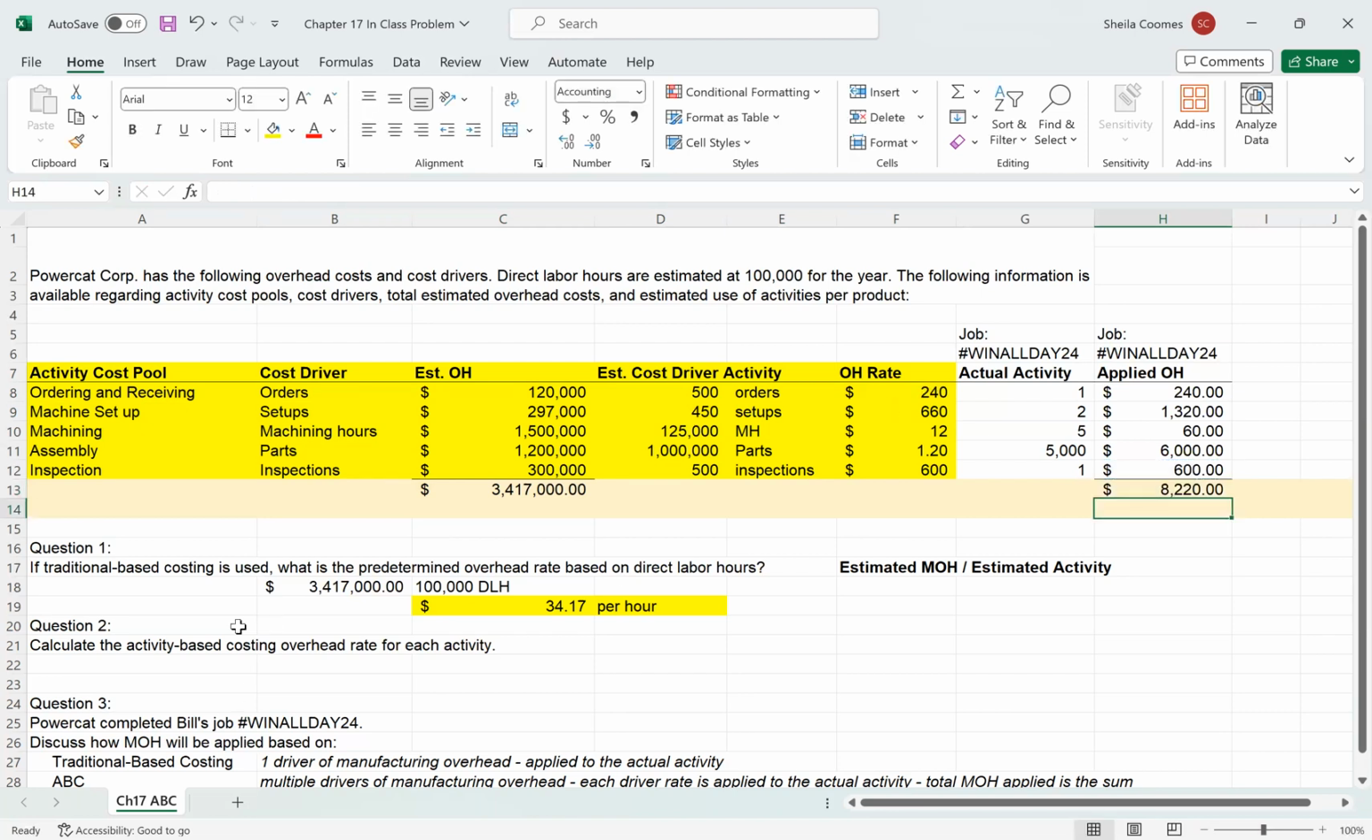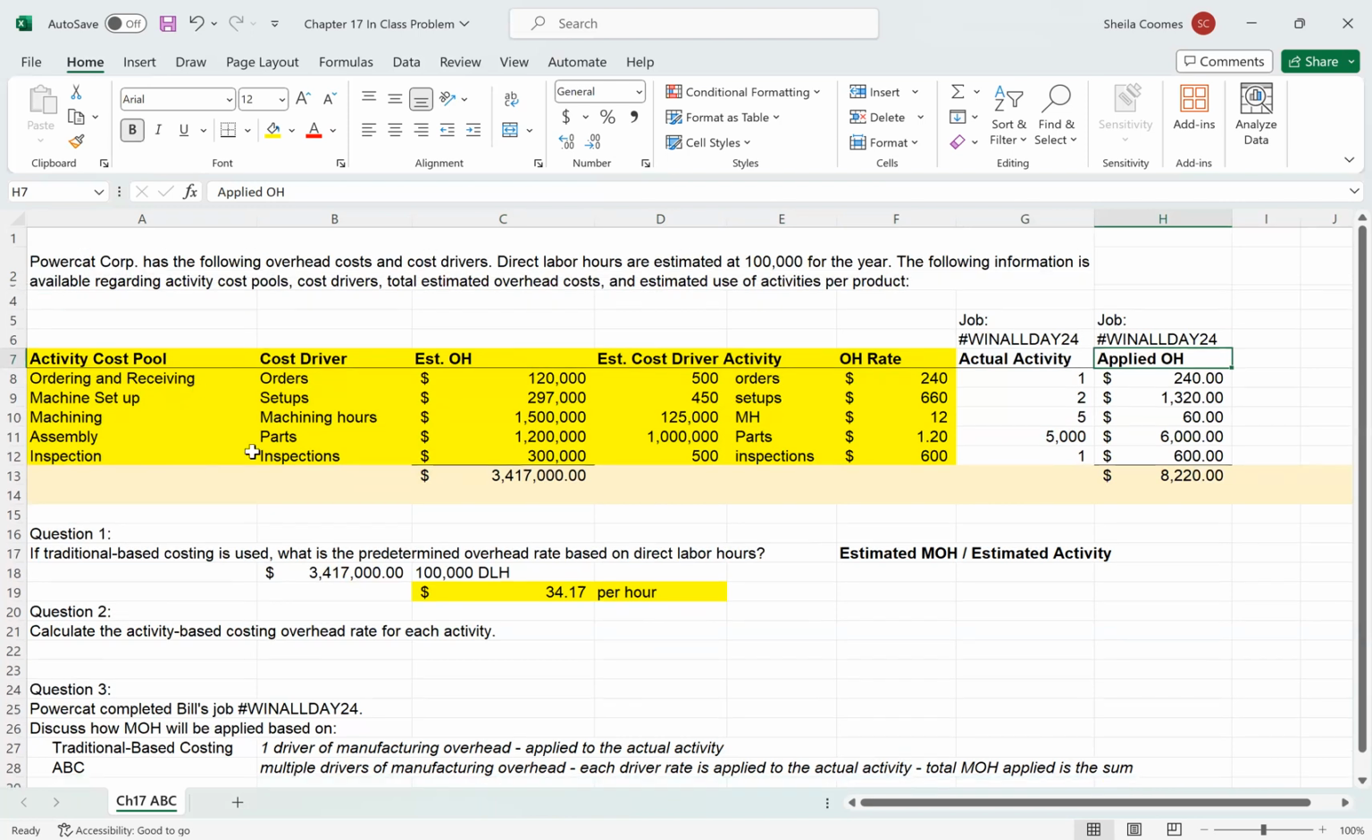So that is my answer to number 2, calculating the activity-based costing overhead rate for each activity. We've done that here. And here we've gone ahead and applied that. And so the biggest thing to remember for Chapter 17 in activity-based costing is that now we have moved on from just one driver, which is either labor focused based on a job costing system, or if we're looking at process costing, which we haven't focused a lot on in this class, that driver would be machine hours, okay?